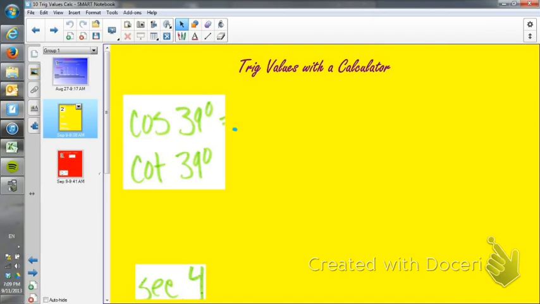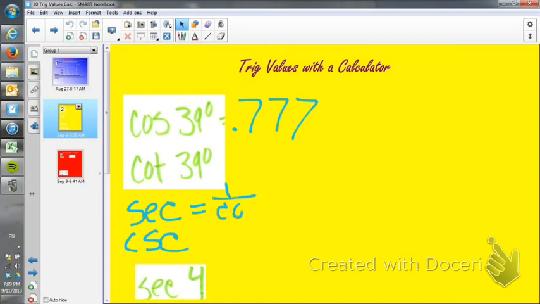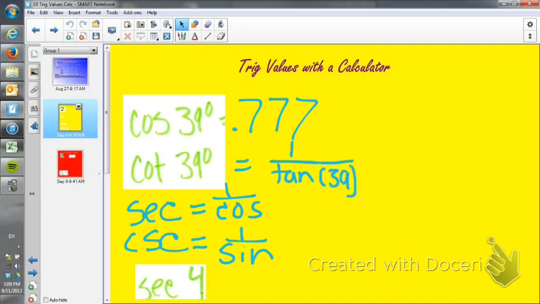Now where it gets a little bit tougher is whenever I have my reciprocal properties. So for example, if I have a cotangent or a secant or a cosecant, what we have to remember is that each one of these is the reciprocal of another function. Secant is the reciprocal of cosine, cosecant is the reciprocal of sine, and cotangent is the reciprocal of tangent. So the way I'll type this in my calculator is 1 over the tangent of 39.